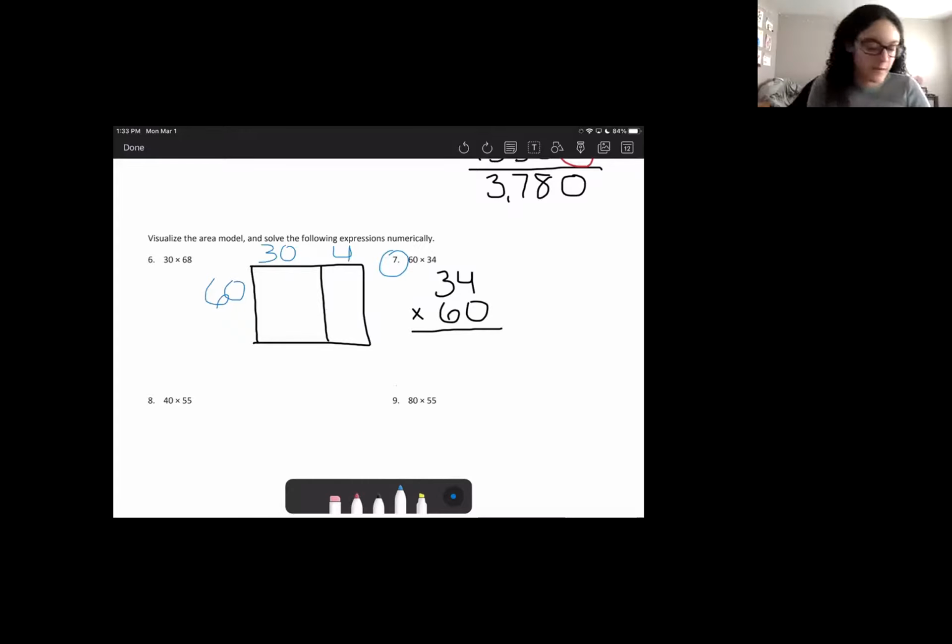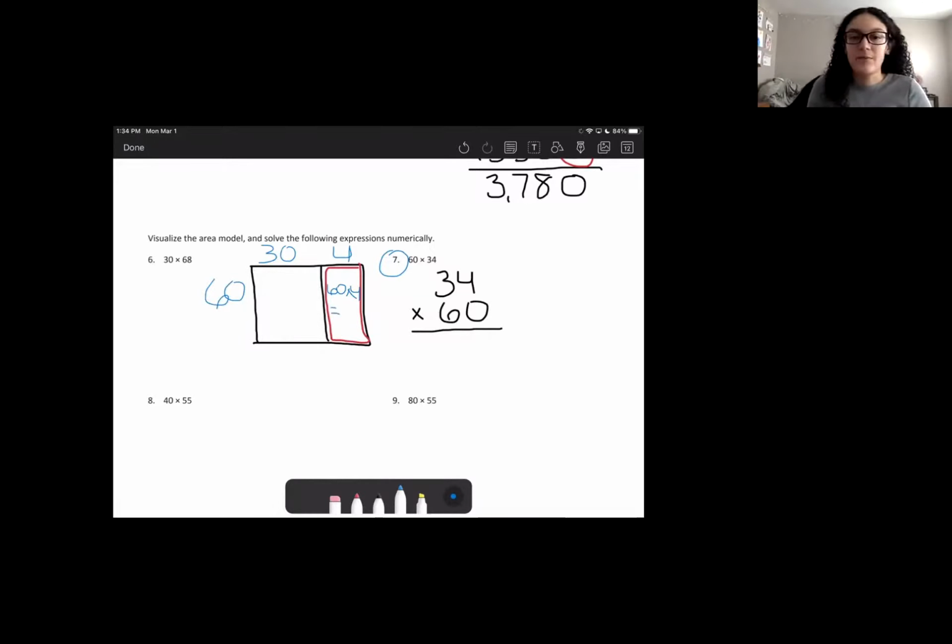So Caliana, if I'm trying to find the area of this smaller rectangle, what two numbers am I multiplying? 30 and 4. Not 30 and 4, what's the width of my rectangle? 60. 60, so I'm multiplying 60 and 4. So I can write that in my rectangle.